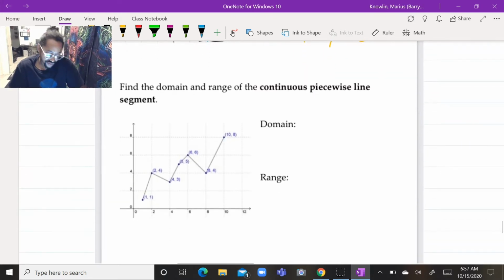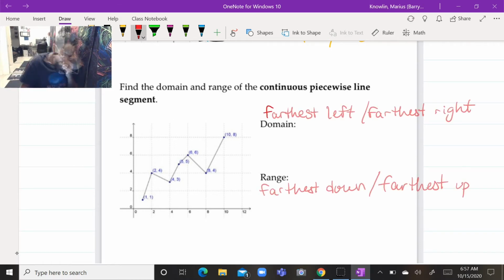Let's take a look and find the domain of a continuous piecewise line segment. Well, this is no different from one line segment. It's just a bunch of different line segments connected, and it's continuous. So we still use the same format. So going all the way to the left, remember left is going this way and right is going that way. So if I'm going all the way to the left, this is my point furthest to the left, and I want to identify the x value, which is +1, and the y value.